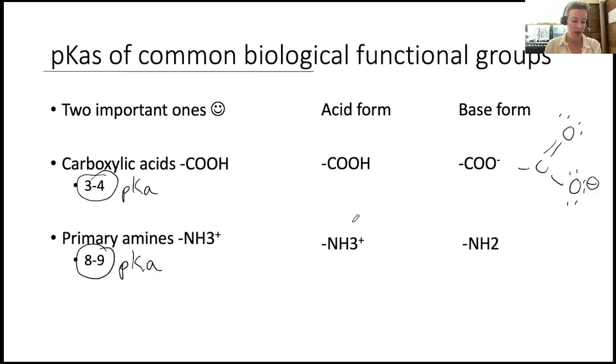On the other hand, this primary amine over here is weaker. Its pKa is 8 to 9. It's much less likely to give away its proton. It is more stable as NH3+. And so it will be less likely to donate its proton. So that is a wrap up of pKa. Now let's talk a little bit more specifically about pKa and buffering.